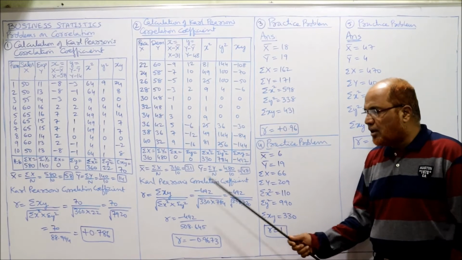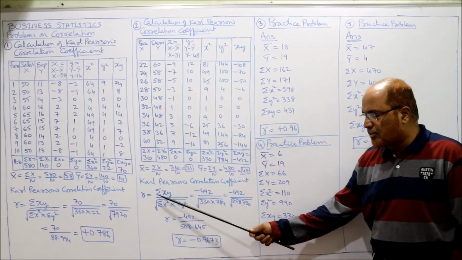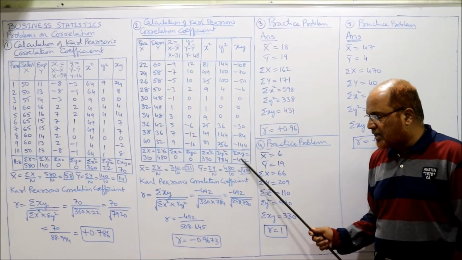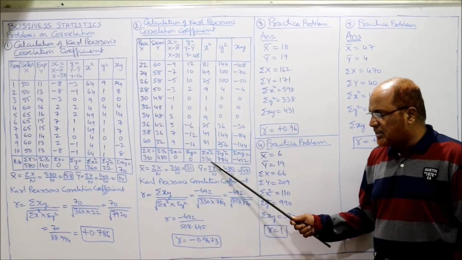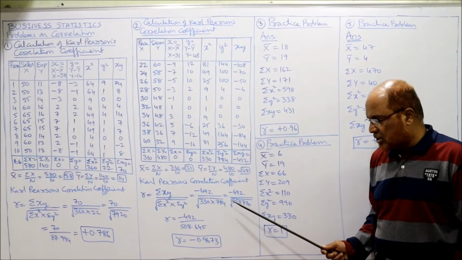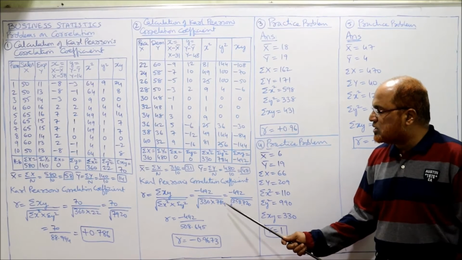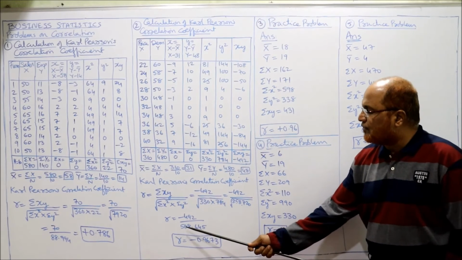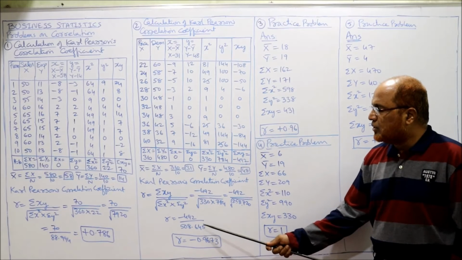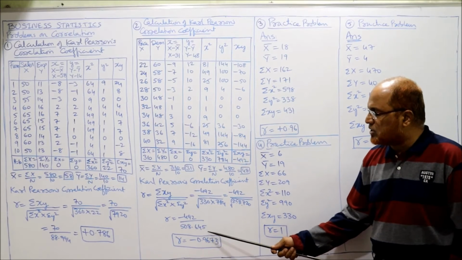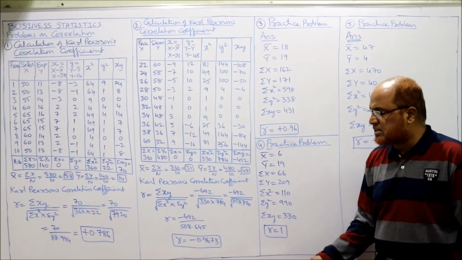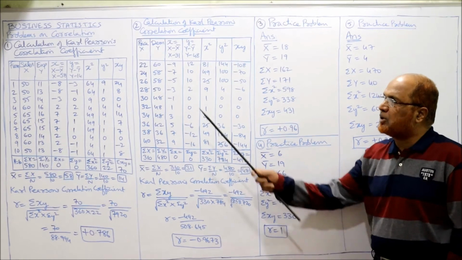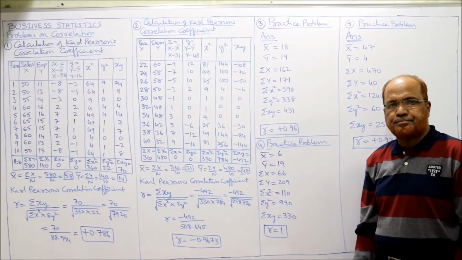Now Karl Pearson's correlation coefficient is summation xy divided by the square root of summation x square into summation y square. So minus 492 is the numerator. Denominator: 330 into 784 under root. If you multiply 330 into 784, 2,58,720 under root. After root, 508.645. So minus 492 divided by 508.645 is minus 0.9673. This is the negative correlation coefficient between price and demand.